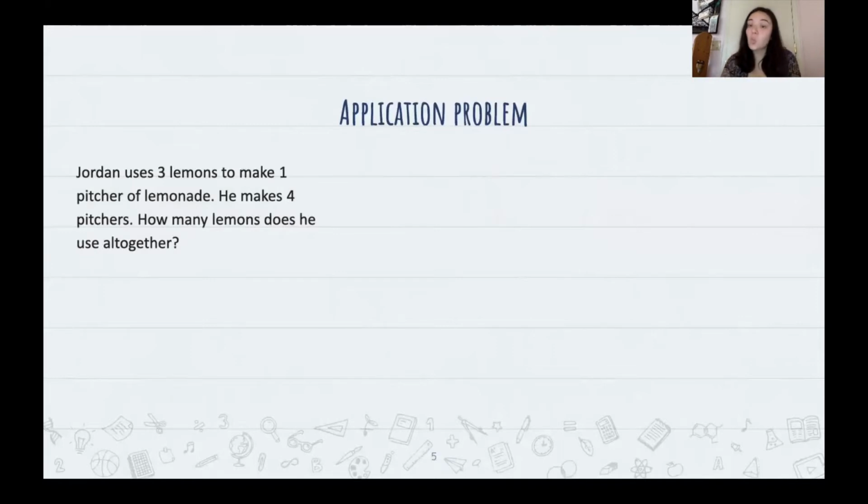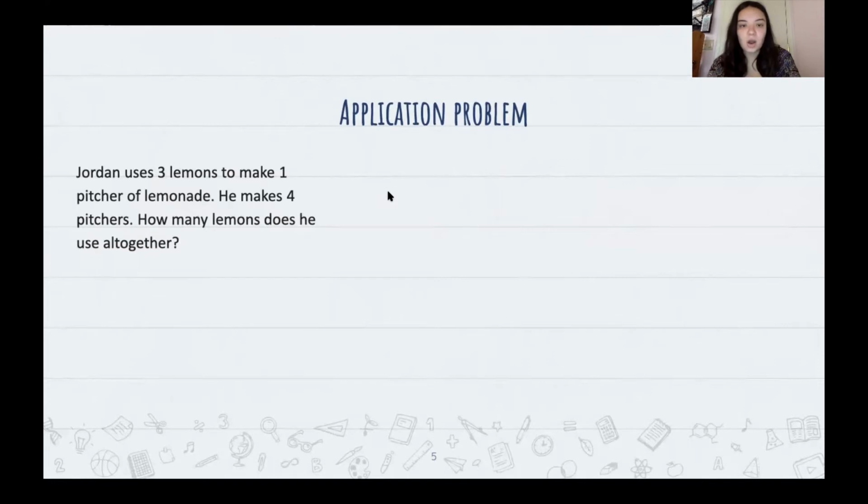So go ahead and grab your whiteboards and a marker. We're going to work on this one together. So this says, I'm going to use a stamp. So a heart is going to represent a lemon for us here. Jordan uses 3 lemons to make 1 pitcher of lemonade. He makes 4 pitchers. So how many does he use altogether?